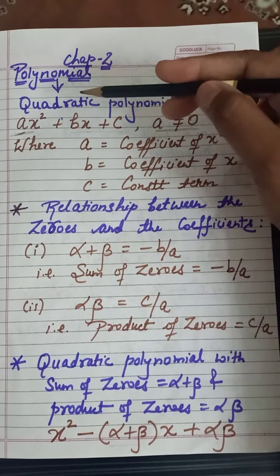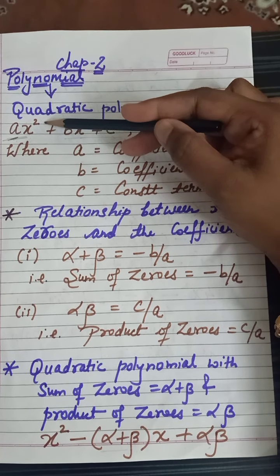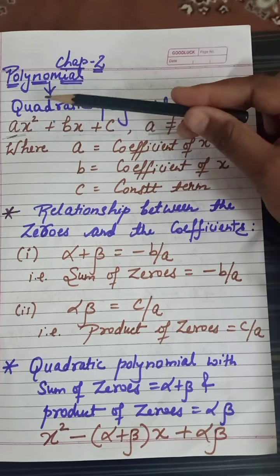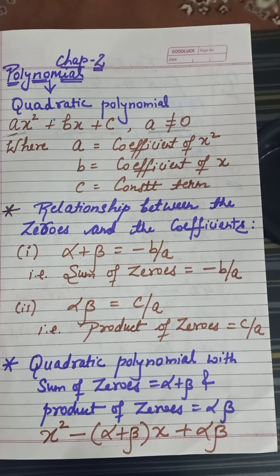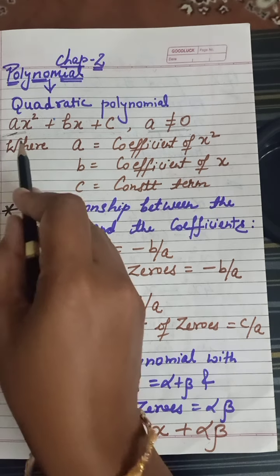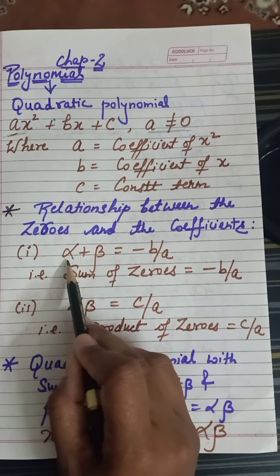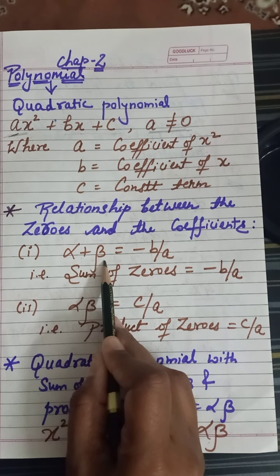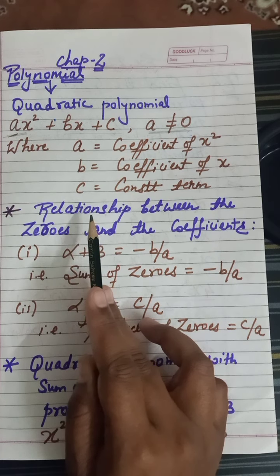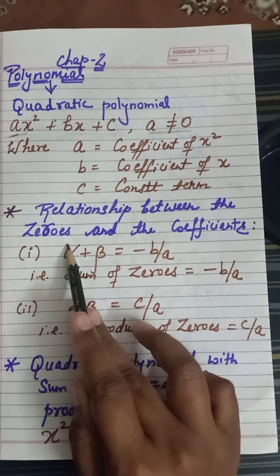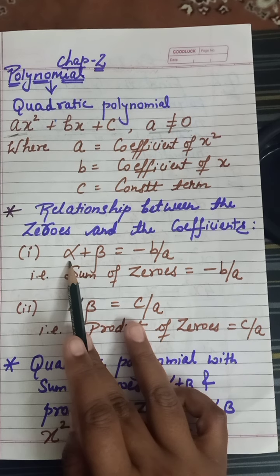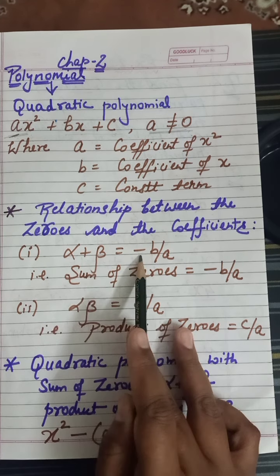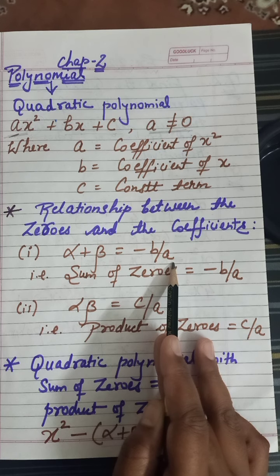So here, since the degree of the polynomial is 2, therefore the number of zeros will be 2. Let us denote these two zeros as alpha and beta. The zeros are the values of x which make the value of the polynomial 0. I am denoting two zeros alpha and beta, and I know one relationship, that is the relationship between the zeros and the coefficients. Alpha plus beta, that means the sum of two zeros, is minus b by a.